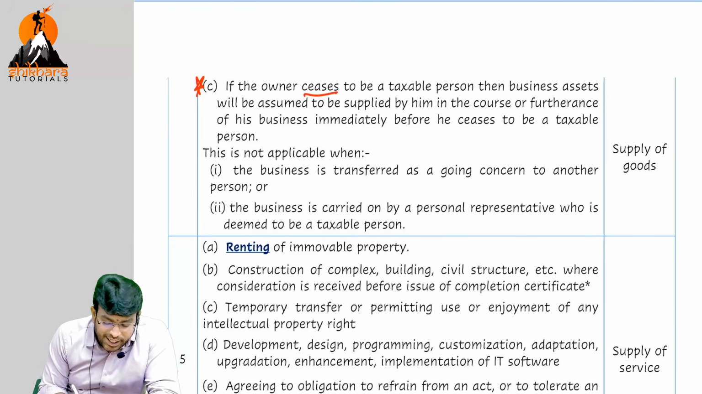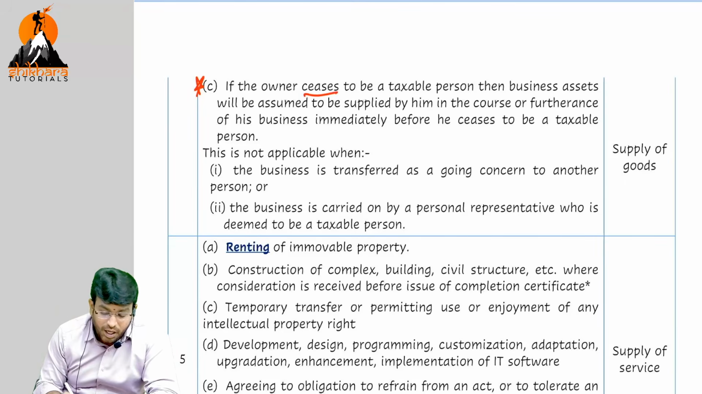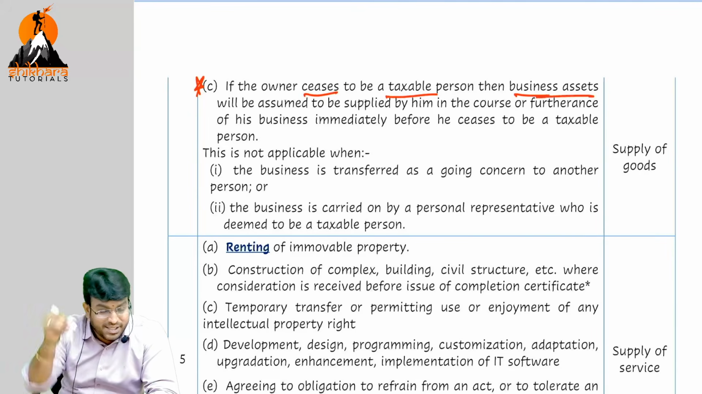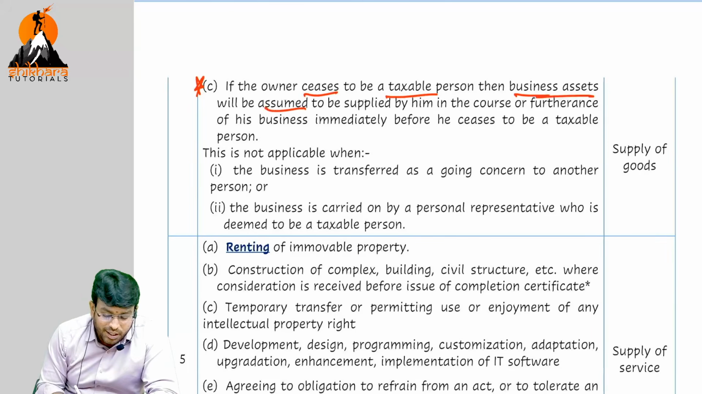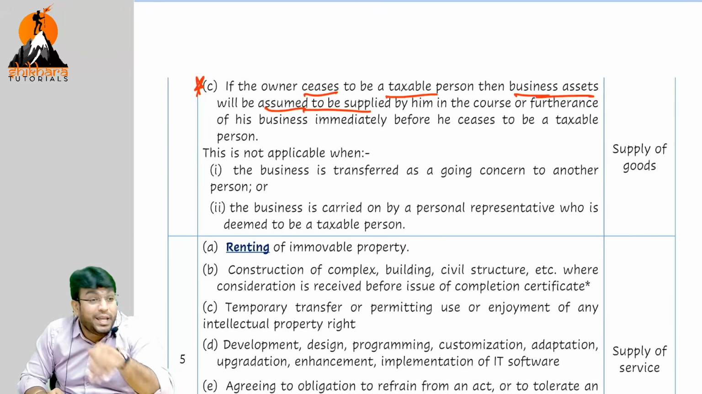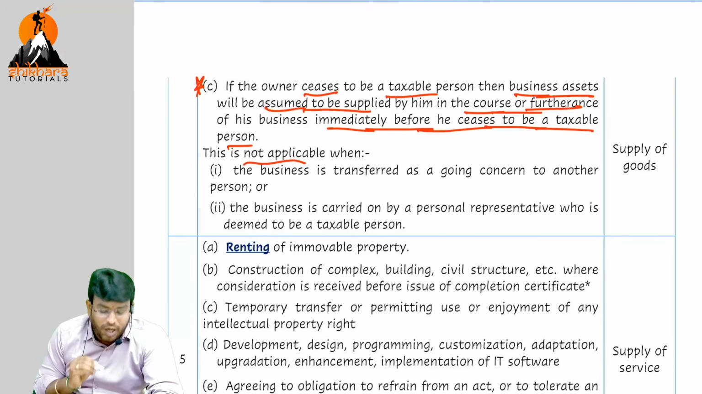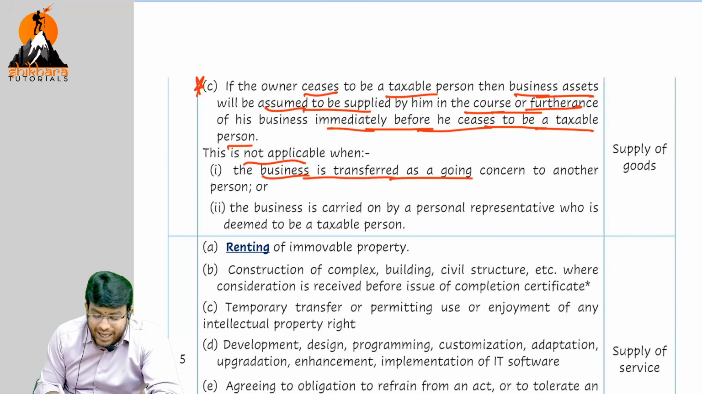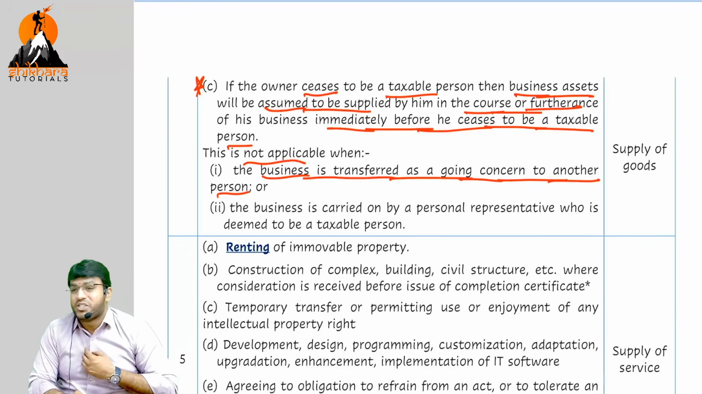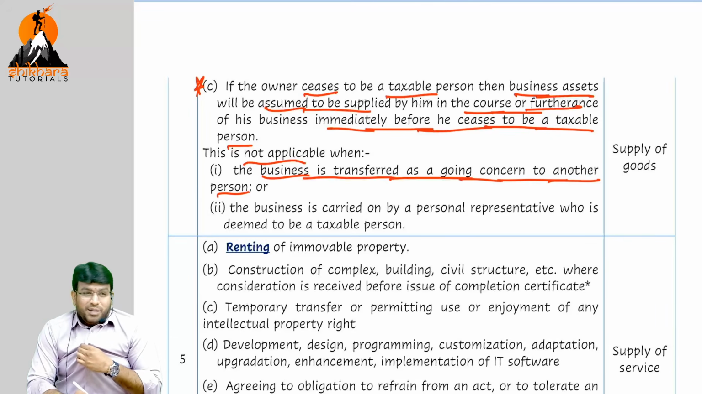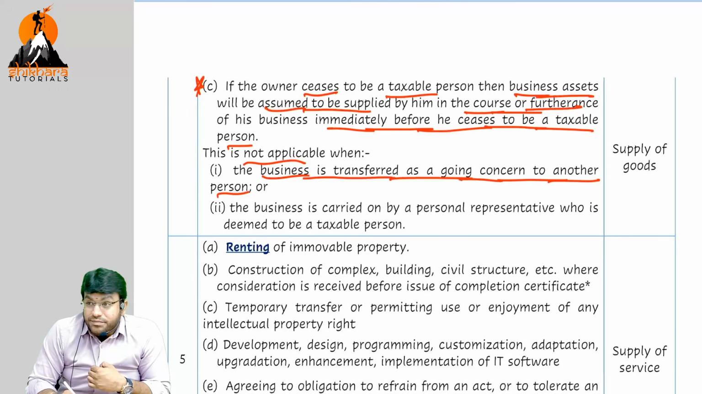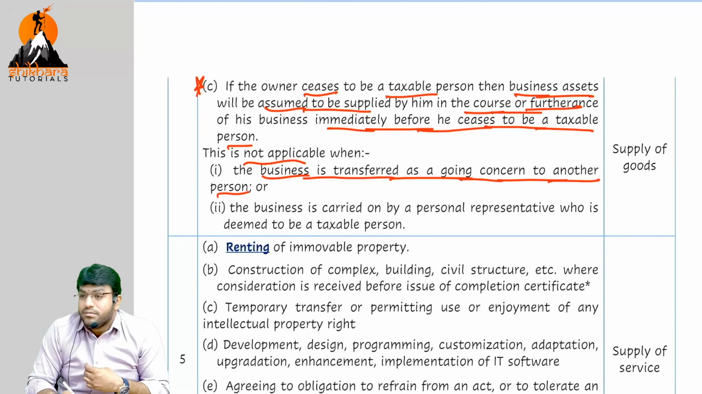If an owner ceases, this means he stops to be a taxable person, then the business assets will be assumed to be supplied. That means stock is deemed to be supplied in the course or furtherance of business immediately before ceasing to be a taxable person. And this is not applicable if the business is transferred as a going concern. Final students, I am sure you know what is going concern. Fundamental accounting assumption: going concern, consistency, accrual.